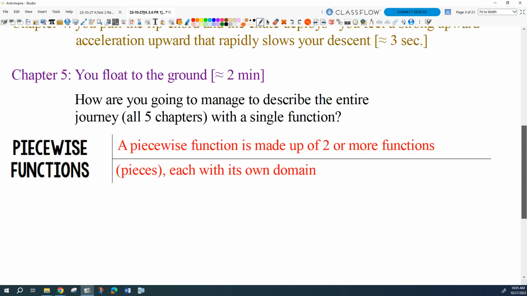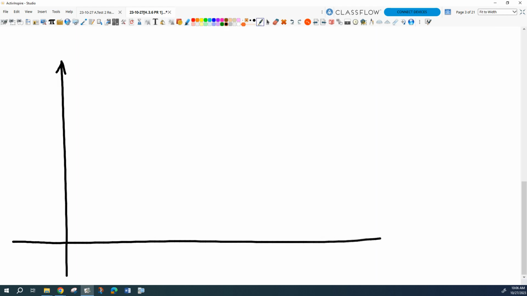So if I were to graph that piecewise function, it's going to look something like that, right? Where we've got height in feet, and our input is time. And we could do that in seconds, I guess. The times are pretty different. But what's this thing going to look like?